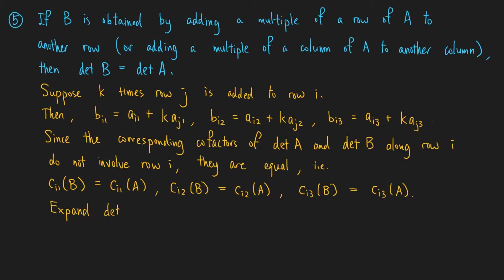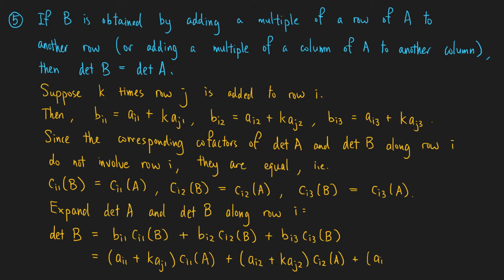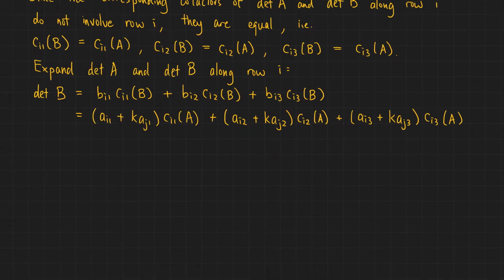Now, expand the determinant of A and the determinant of B along row i. We have the determinant of B equals Bi1 times Ci1 of B, plus Bi2 times Ci2 of B, plus Bi3 times Ci3 of B. From the above, this is equal to bracket Ai1 plus k times Aj1 times Ci1 of A, plus bracket Ai2 plus k times Aj2 times Ci2 of A, plus bracket Ai3 plus k times Aj3 times Ci3 of A.